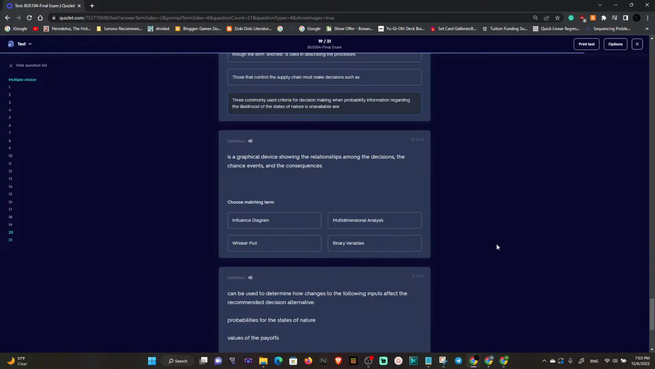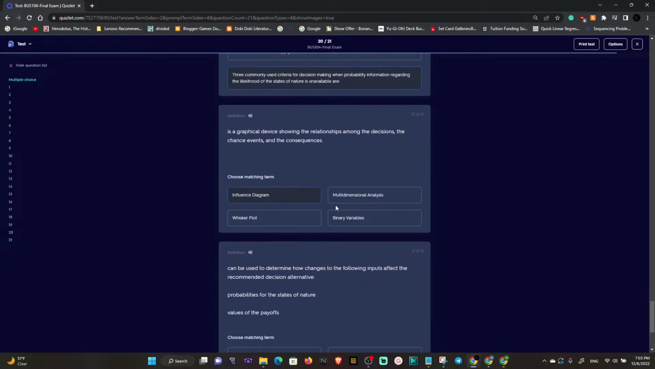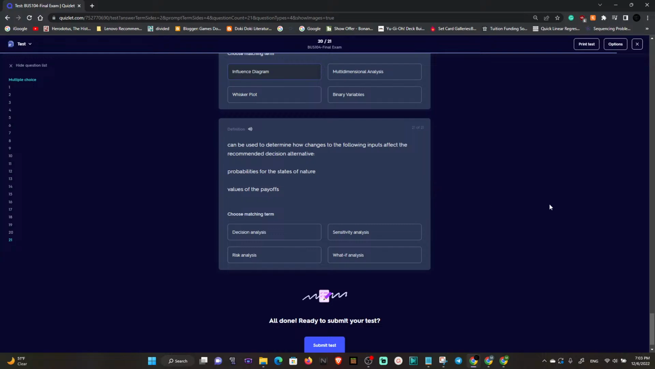It's a graphical device showing the relationship between the decisions, the chance events, and the consequences. It's an influence diagram. It can be used to determine how changes in the following inputs affect the recommended decision alternative: probabilities of the states of nature, values of the payoffs. Sensitivity analysis.